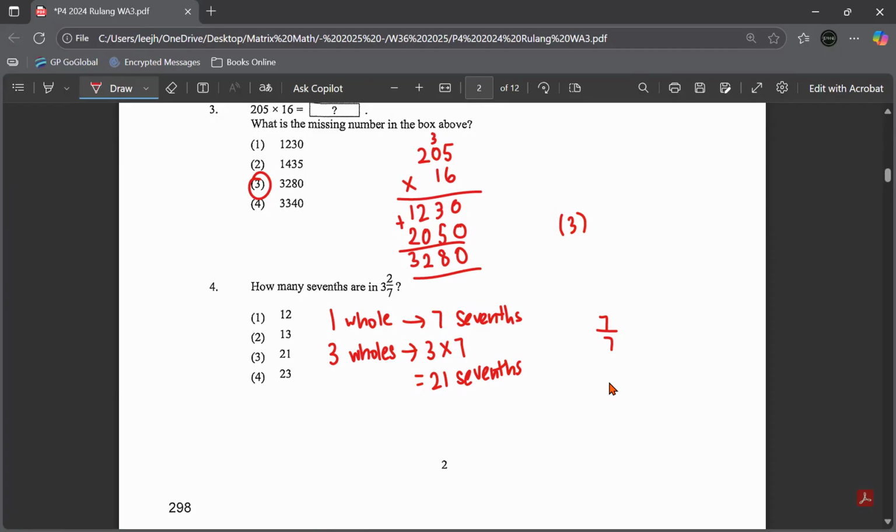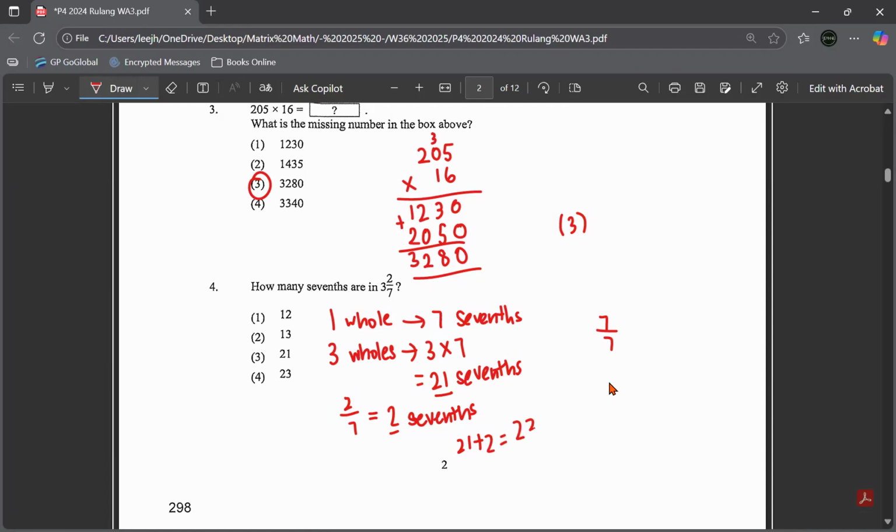But don't forget, you still have the 2 sevenths fraction. Because we just changed it already to a denominator of 7, you just change it to this number. So how many altogether? Here is 21, here's 2. So 21 plus 2. The answer is 23 sevenths. So the answer is option 4.